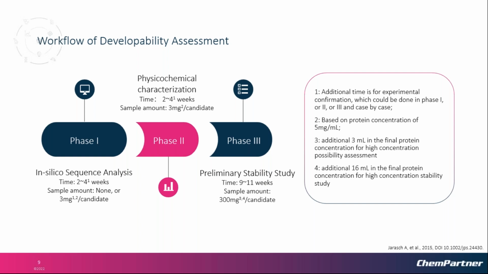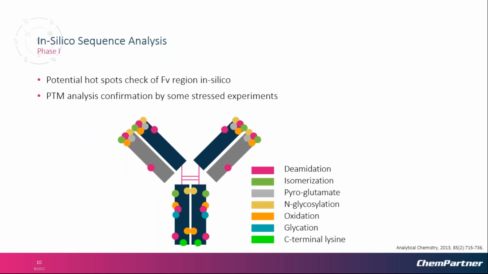In phase 1, we will do an in silico sequence analysis, and it will take 2 weeks. Then we will do the preliminary physicochemical characterization of the candidate, which will take 2 weeks, and the sample amount is 3 milligrams per candidate. If the PTM analysis is necessary, another 2 weeks is needed. In phase 3, we will do the preliminary stability study, which will take about 9 to 11 weeks. Besides, for subcutaneous and intramuscular injection candidates, since the protein concentration is usually very high, an additional high concentration protein stability study will be needed. In the following slides, I will give a detailed introduction to each phase.